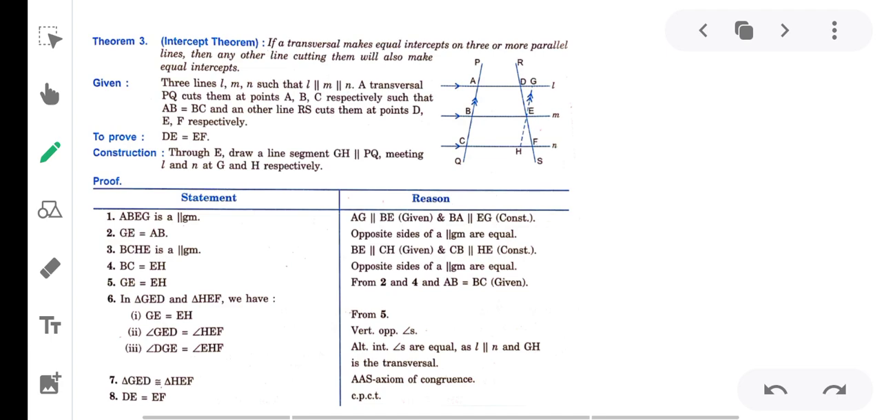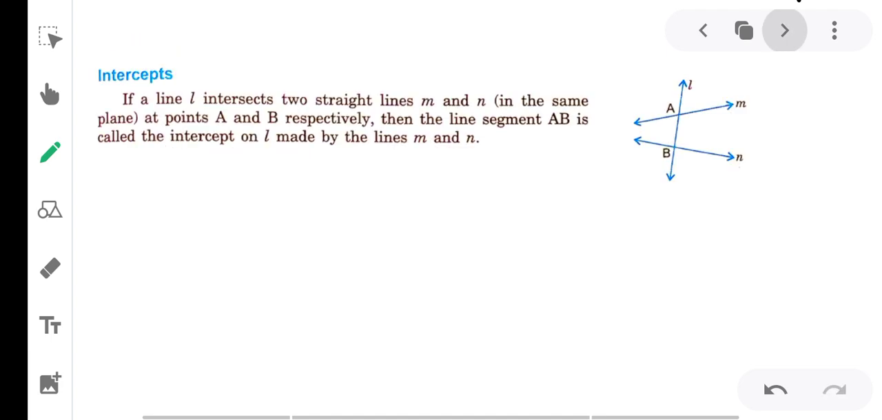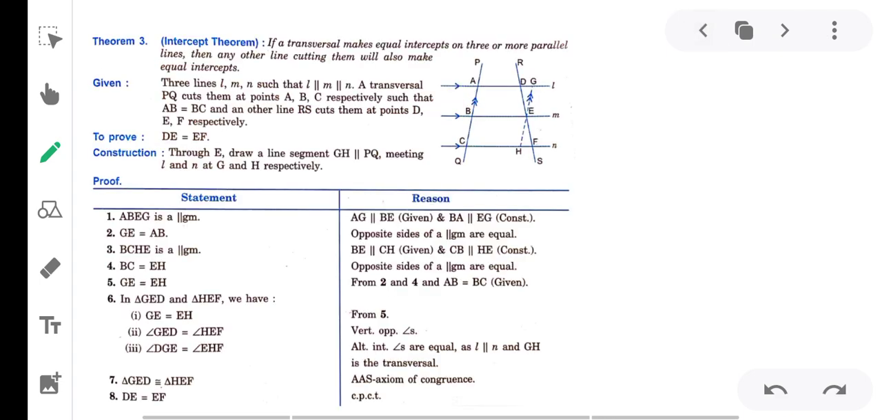Then the intercept theorem. So what is an intercept? If L is a line which intersects two lines M and N, then this line segment AB is called an intercept. Clear? So what is the intercept theorem?